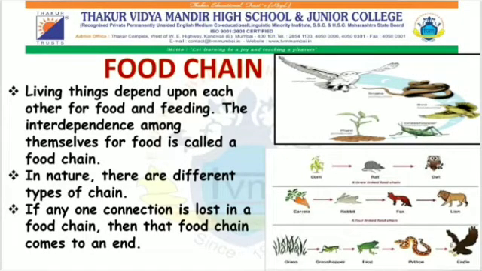In the second picture, we have a rat who eats the grains or seeds of the plants. Who eats the rat? An owl eats the rat. In the third picture, a rabbit eats carrot. A fox eats the rabbit and a lion eats the fox. In the last picture, we can see a grasshopper eats grass. A frog eats the grasshopper. A snake eats the frog. And who eats the snake? An eagle eats the snake. Thus we can see in nature there are different types of chain. If any one connection is lost in a food chain, then that food chain comes to an end.